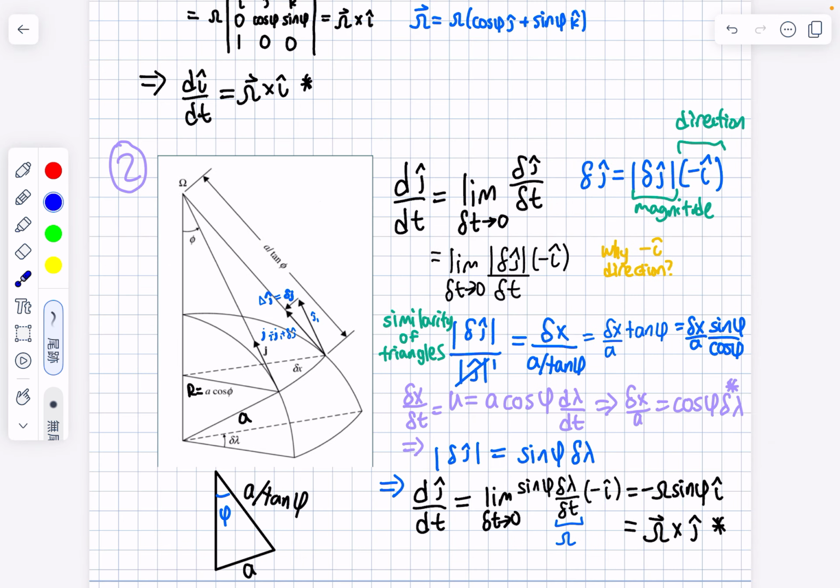And I'm not 100% sure why that direction is the negative I direction. If anyone knows, they can say in the comments. At this point in time, I'm not sure. I kind of just memorized this, so hopefully I'll know in the future.